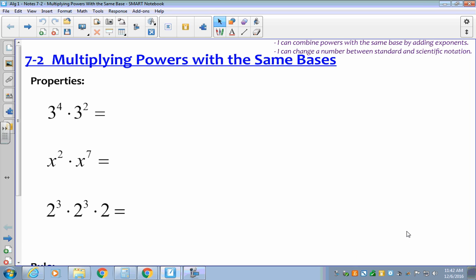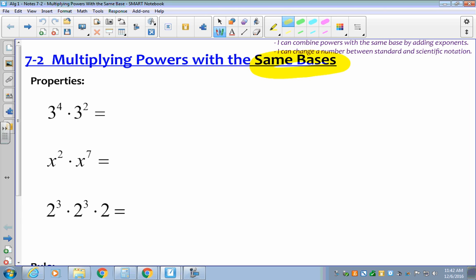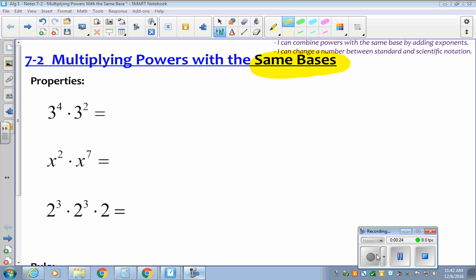For section 2 in chapter 7, we are multiplying powers with the same base. We're going to go ahead and highlight same base because this rule does not apply if your bases are not the same. So the rule is, if our bases are the same, we add our exponents.